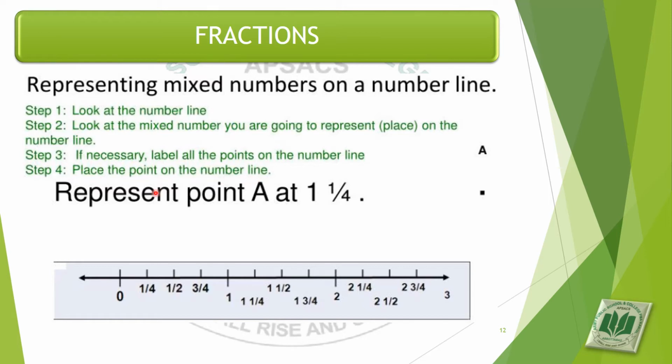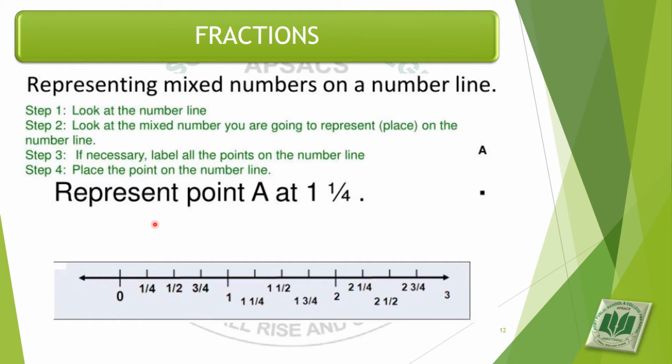Now we will solve an example of how we represent a number on a number line. The given number is 1 whole 1 by 4, and we have to represent this number on the number line at a point which is point A.